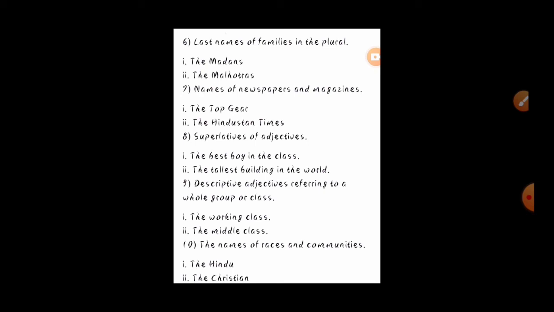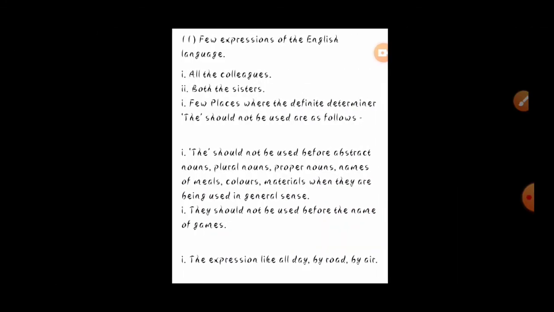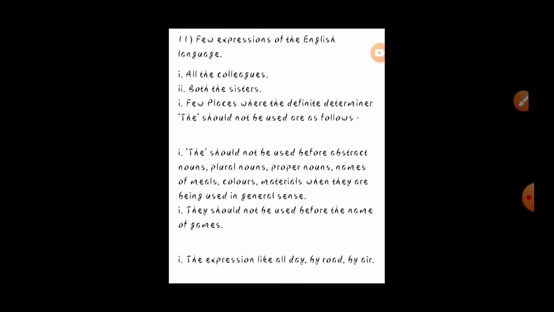Then descriptive adjectives referring to a whole group or class. If we are describing the whole group or whole class, then the working class, the middle class, the upper class, and all the other examples which will make your understanding clearer. The next is the names of races and communities like the Hindus, the Christians, the Muslims. The next is a few expressions of the English language. In a few expressions also we can use "the": all the collegians, both the sisters. In this case also we can use "the".